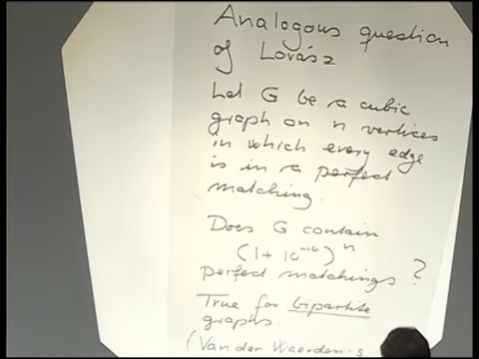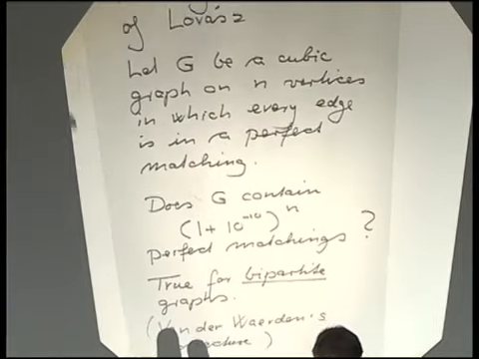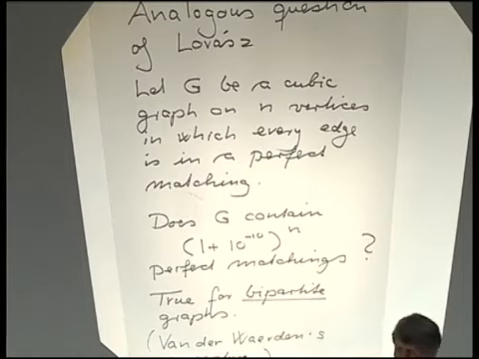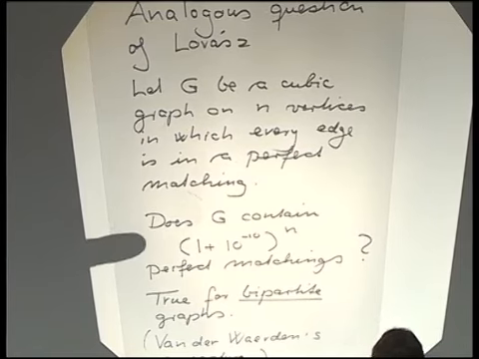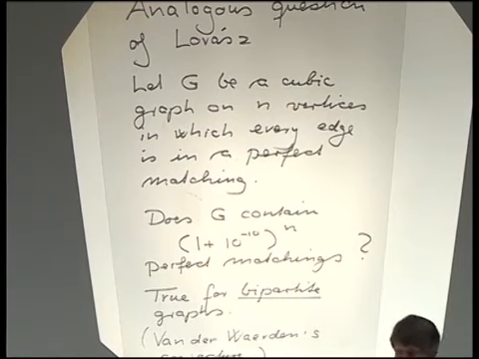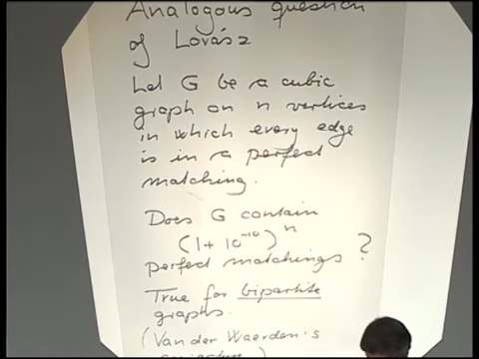I would like to mention that there is an analogous question of Lovász on cubic graphs for perfect matchings. If you take a cubic graph on n vertices with the property that every edge is contained in a perfect matching, and we have heard about perfect matchings last week, does it then contain exponentially many perfect matchings? This is open. For bipartite graphs it's true, but that's deep. That's the proof of van der Waerden's conjecture. But for non-bipartite graphs it's open.